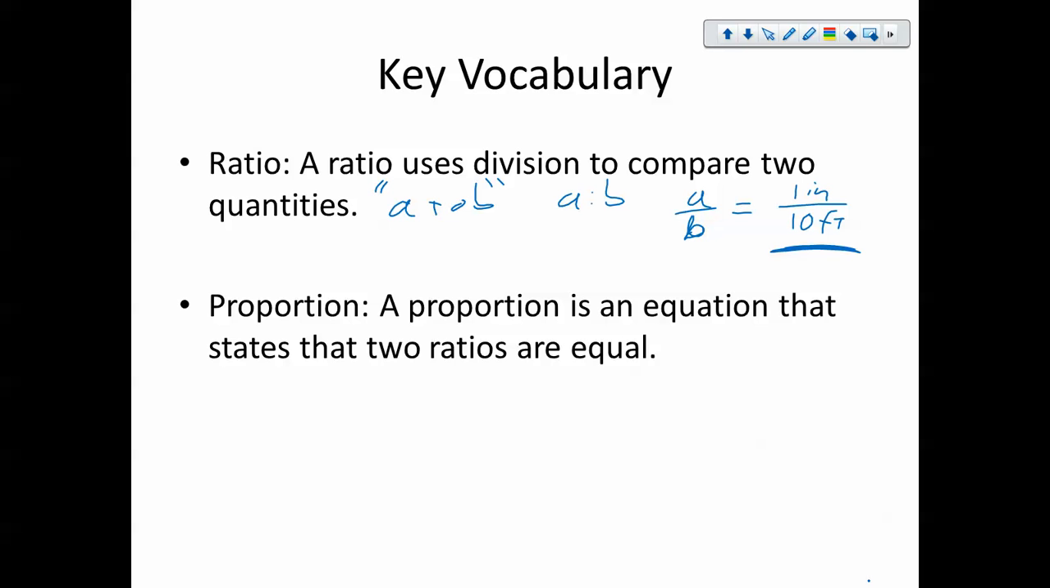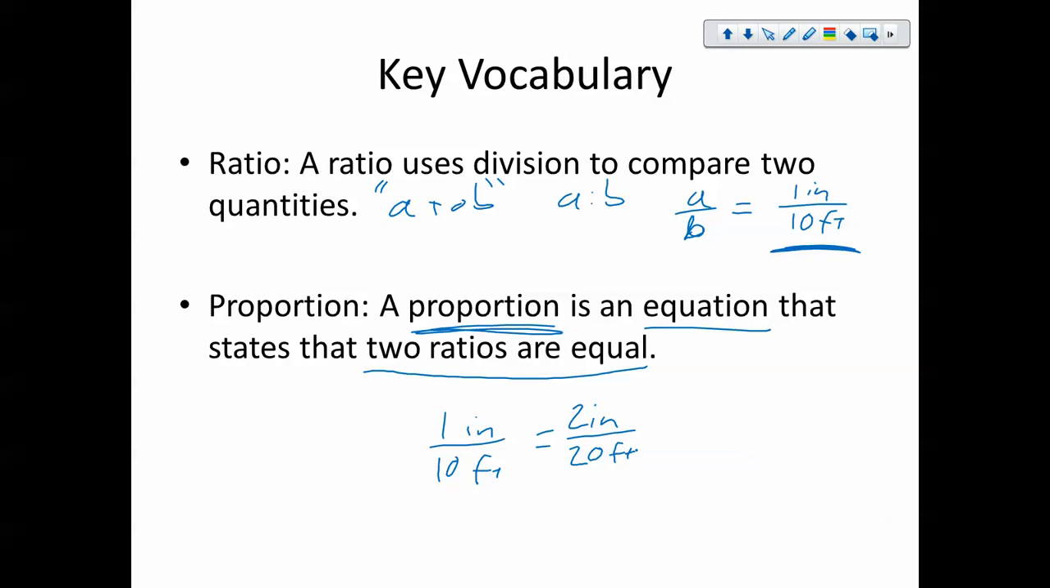So that's what a ratio is: it's comparing two amounts. A proportion is an equation that states that two ratios are equal. Say we have one ratio that says 1 inch is 10 feet. Making a proportion would be me saying that 2 inches is equal to 20 feet. Notice that all I did here was multiply by 2 to make that equal proportion. That's what a proportion is, when we make a statement that two ratios are equal to each other.